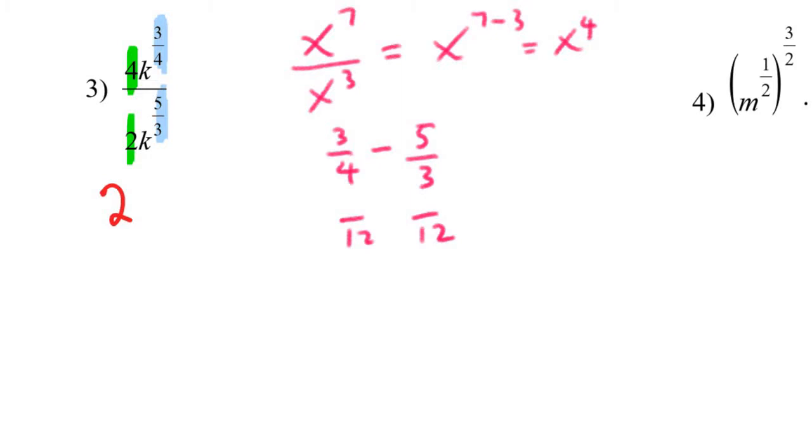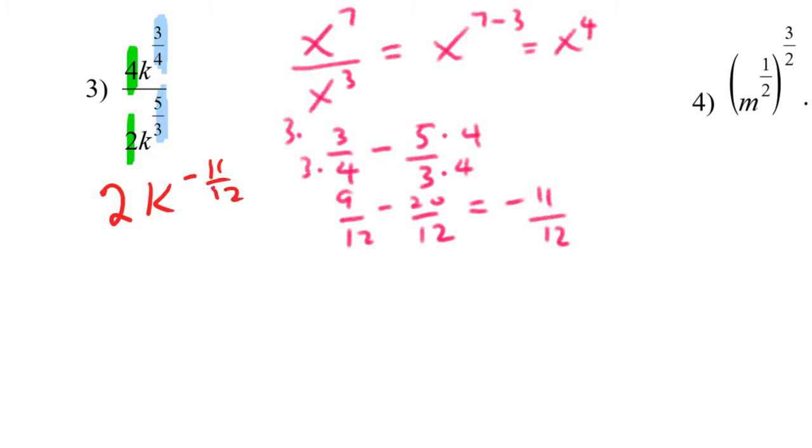And we have to multiply by 3 to get it to 12. Multiply by 4 to get it to 12. So that will be 9 minus 20. So that will be negative 11 over 12. So it will look like this. Go back to red. So k to the power of negative 11 over 12.